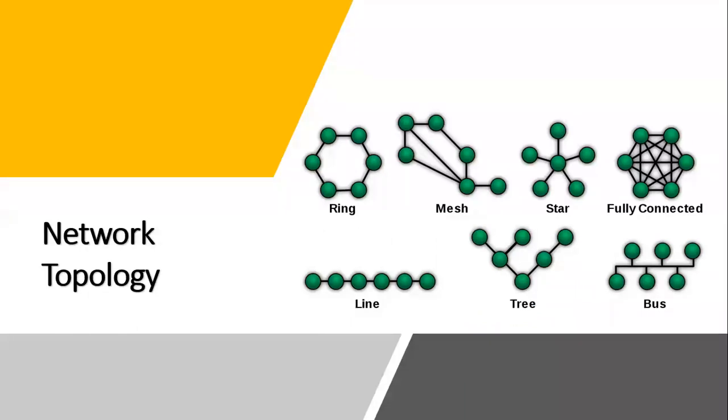So ring is a normal ring topology, and mainly people will be using mesh and star. Mesh is where any machine will be connected with another machine. We cannot restrict it, like that the mesh will be available. Star has a centralized machine which will control all other devices. These two they will mainly use in the production phases.